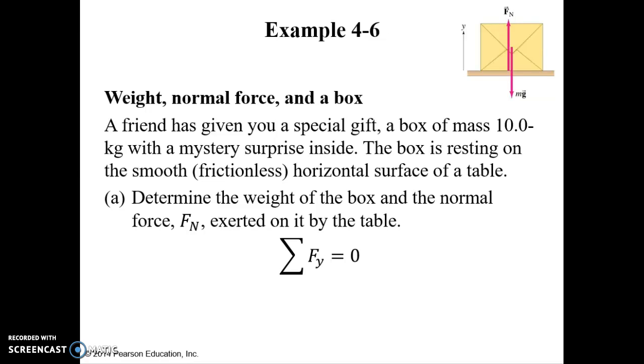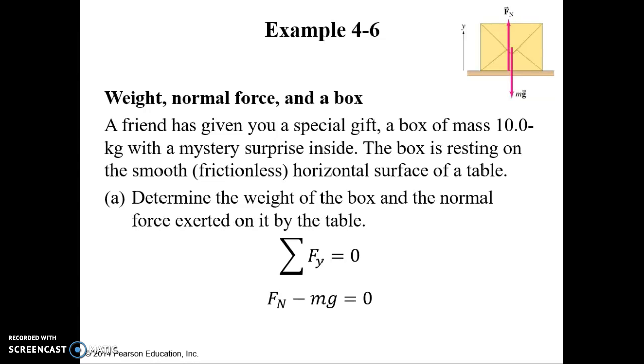With most force problems, we want to start with the sum of the forces in one particular direction. In this case, our direction is the y direction. The second step is to consider if the object is accelerating in that particular direction. In this case, the box is at rest on the table, so no, the box is not floating in the air nor falling through the table. So we want to set the sum of the forces in the y direction to 0.